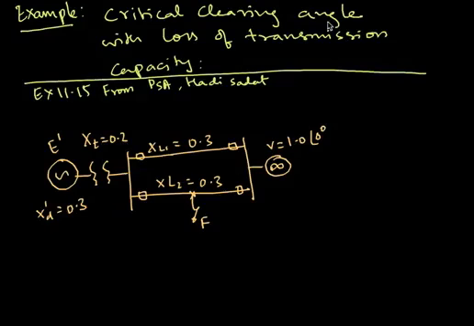Okay, hello everyone. In the previous video, we had seen the critical clearing angle with the loss of transmission capacity, as a formula we have derived. We will use that in a small numerical example that I am going to solve now. This example is example 11.15, taken from the Power System Analysis Hadizadeh textbook. So let's look at the problem.